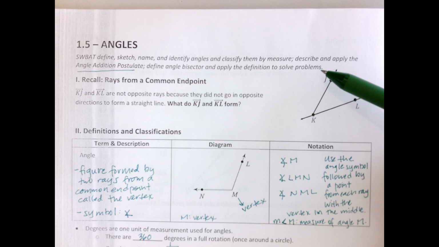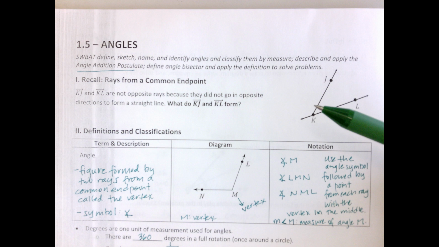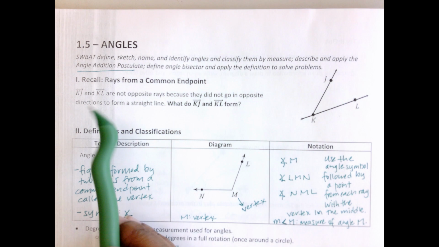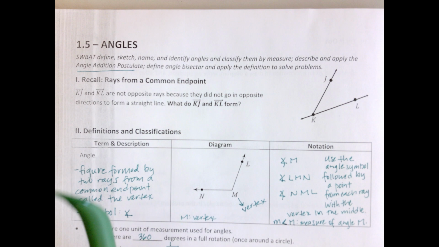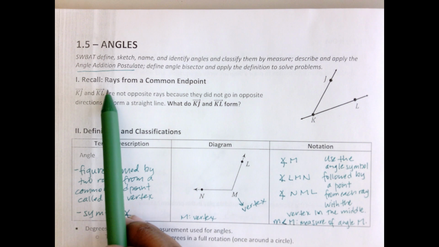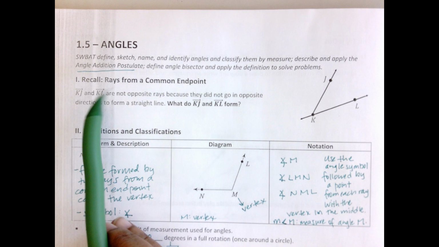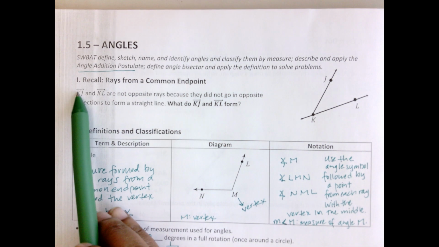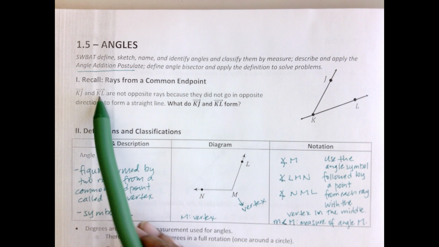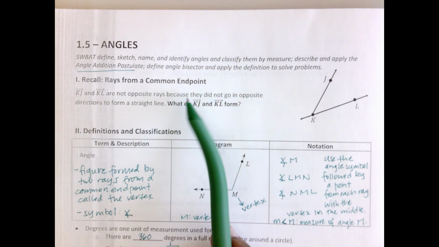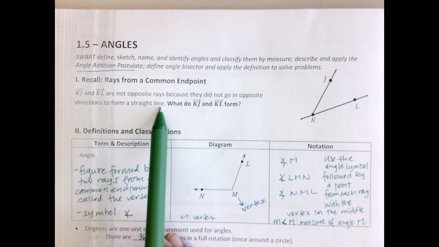Okay? So, I'd like for you to do this top section here. You're going to pause the video and we'll read it together. So this is a recall question, so it's asking you to remember information from a previous lesson. Recall rays from a common endpoint. Ray KJ, I know it's a ray because of the notation here, ray KJ and KL are not opposite rays because they did not go in the same directions to form a straight line.